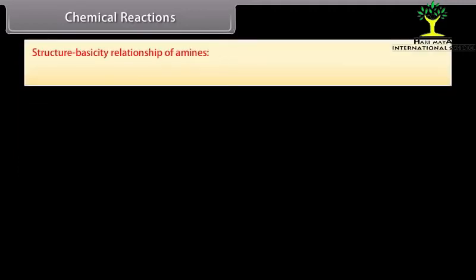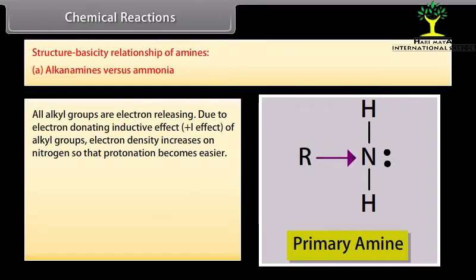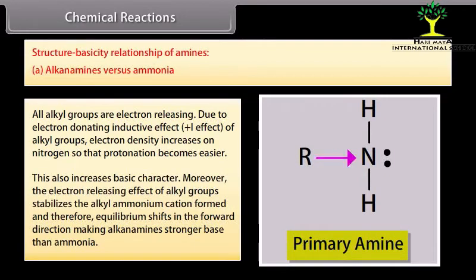Structure-basicity relationship of amines. Alkanamines versus ammonia. All alkyl groups are electron releasing. Due to the electron donating inductive effect, that is the positive I effect of alkyl groups, electron density increases on nitrogen so that protonation becomes easier. This also increases basic character. Moreover, the electron releasing effect of alkyl groups stabilizes the alkyl ammonium cation formed, and therefore the equilibrium shifts in the forward direction, making alkanamines stronger bases than ammonia.